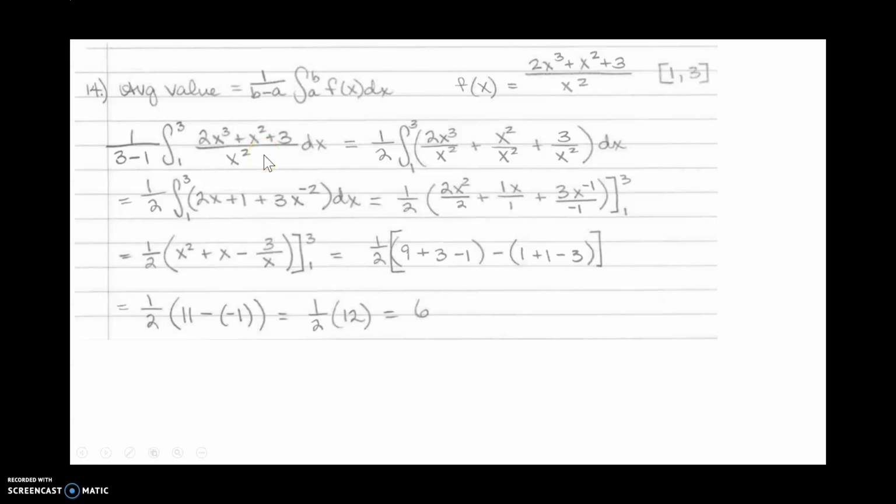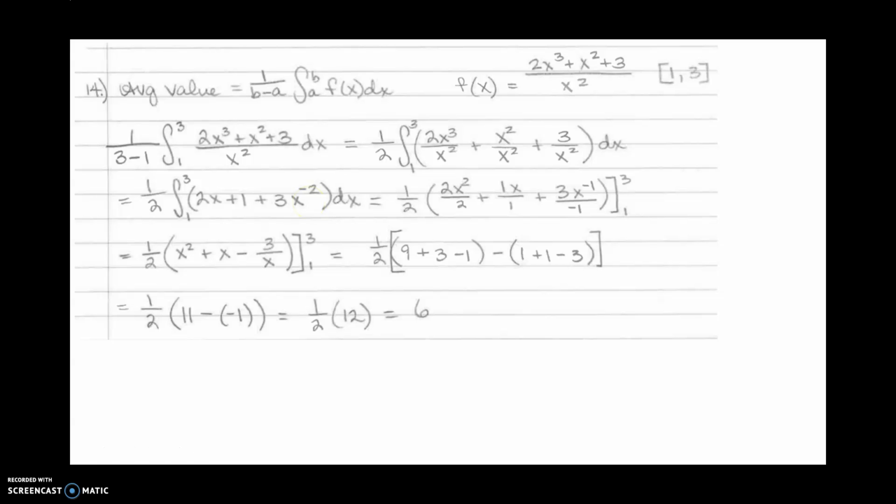I do not have a quotient rule. So I'm going to have to find a way to rewrite this without the quotient. So I'm going to break it apart into separate pieces, and then I can simplify each of these pieces. So x cubed divided by x squared is just going to leave me with x, so 2x. And then x squared divided by x squared is going to leave me with 1. And then 3 over x squared, I can move that x squared up to the top with a negative exponent, so that would be 3x to the negative 2.